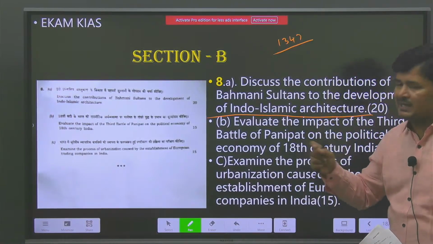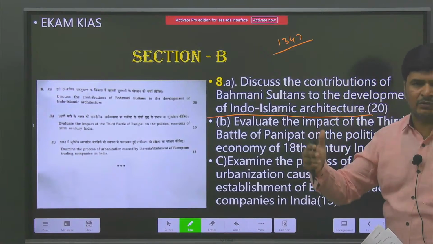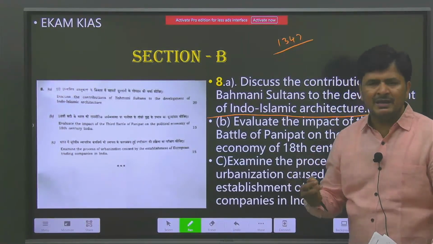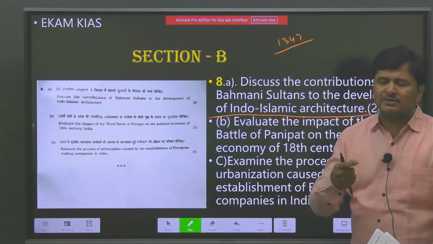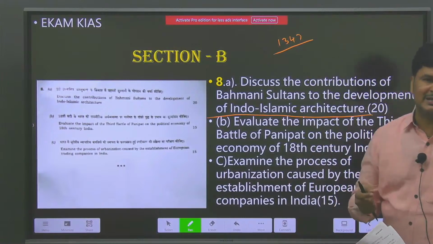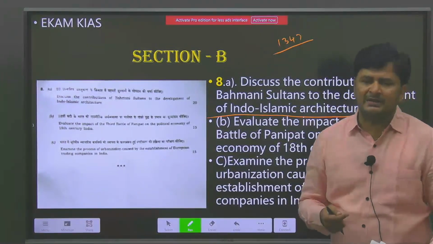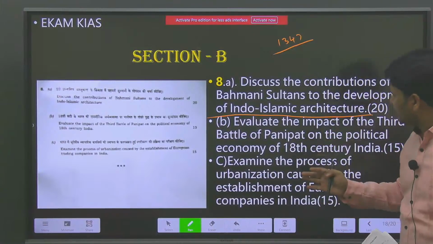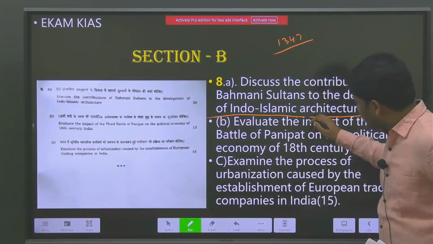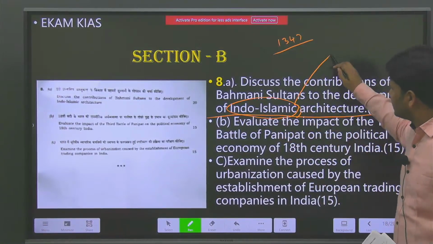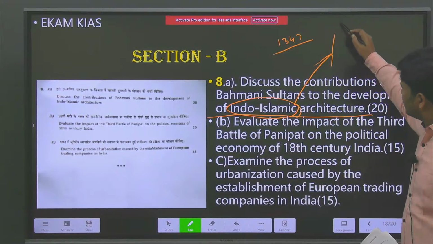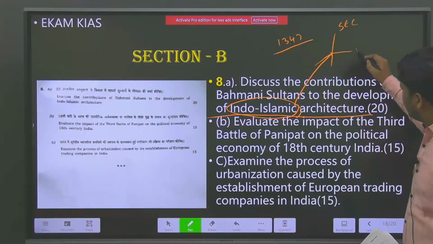And the sultans of Bahmani, they belong to the Shia sect of Islam, and they made enormous contributions to Deccan culture, maybe in terms of literature, maybe in terms of art forms, maybe in terms of architecture. As far as architecture and monuments are concerned, they built so many monuments, both secular monuments and religious monuments.